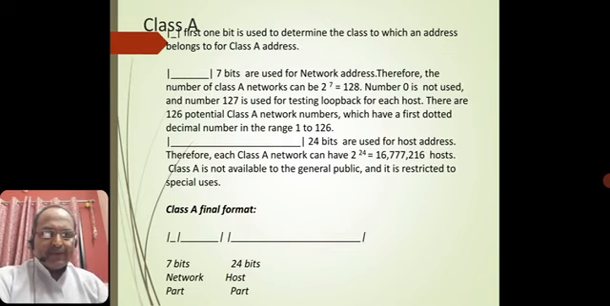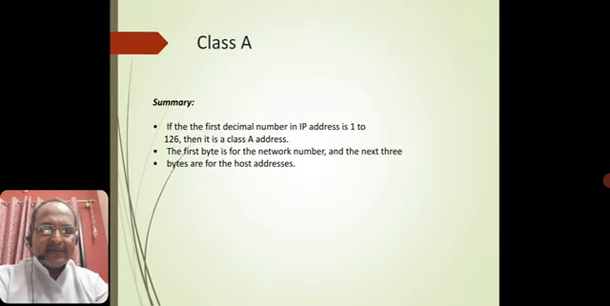Please remember, there are 24 bits used for the host address. Therefore each class A network can have 2 to the power of 24, meaning 16 million hosts. Class A is not available to the general public, and it is restricted to special users in networking. The final class A format is a 7-bit network part followed by a 24-bit host part. So it is always necessary to know how the 7-bit network part and the 24-bit host part will work technically. Right?